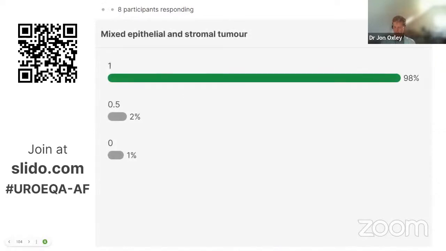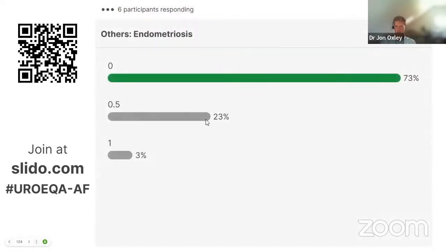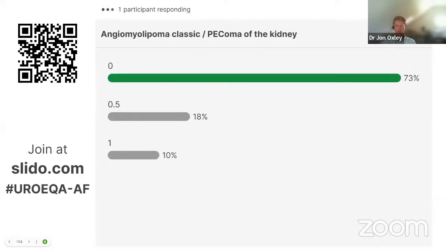Okay, so MEST is 1, endometriosis is 0, and then we got 0. AML, that's a bit harsh.